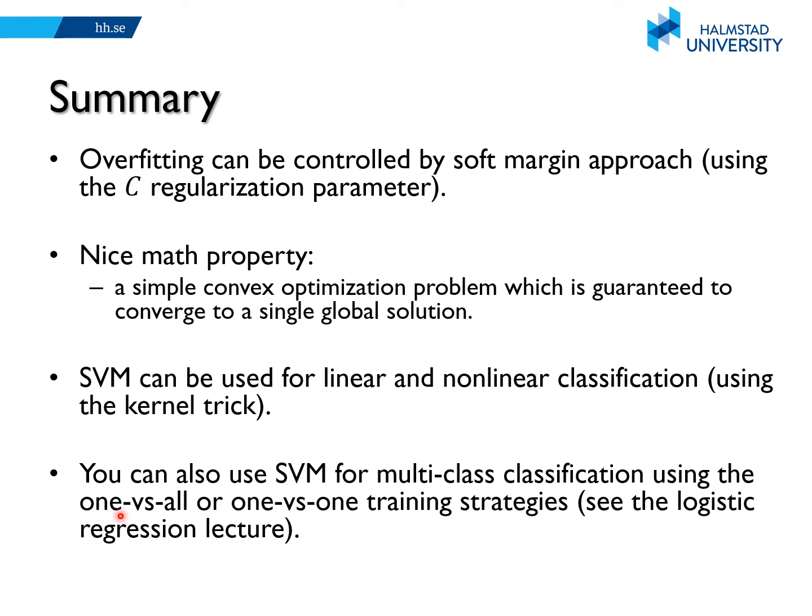So you can use the one versus all strategy or the one versus one training strategy. So in this case, you train one class versus the others. So you have one SVM model for each class. And in the one versus one strategy, you train one SVM model for each pair of classes. So please refer to the previous lecture for this.